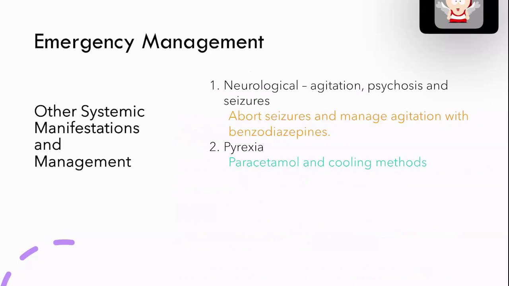In terms of our neurological manifestations, we manage agitation and or seizures with benzodiazepines titrated to effect. And then importantly, pyrexia, to use central cooling methods and specifically paracetamol. Salicylates such as aspirin are not recommended as they actually displace T4 from its binding globulin and may then cause more free T4 and worsen our hyperthyroidism, which I thought was quite interesting.